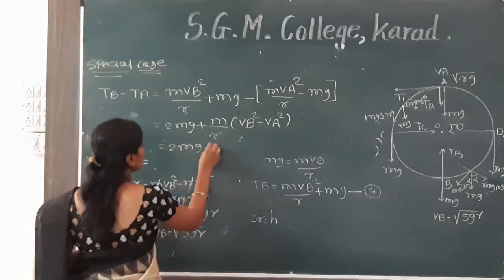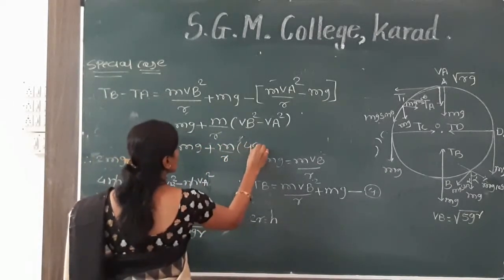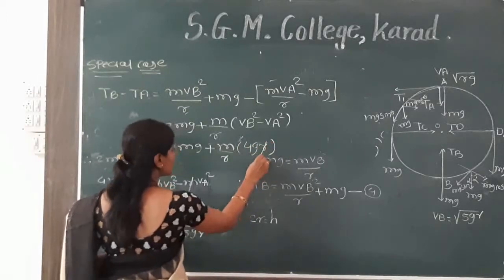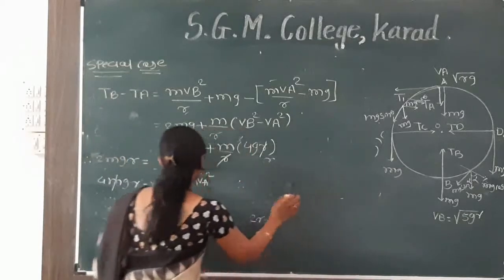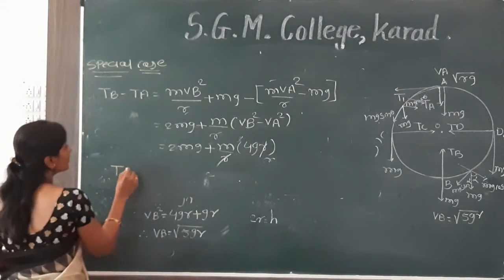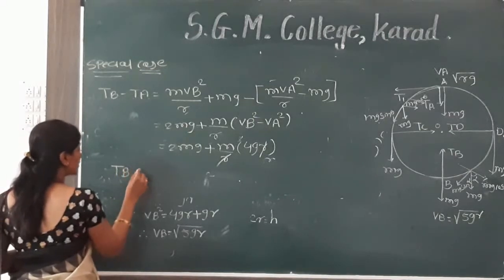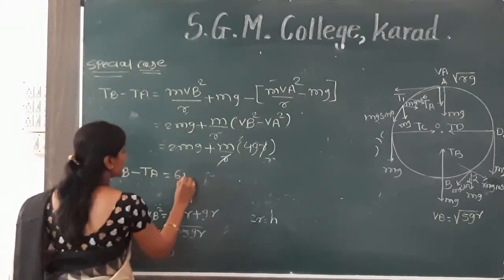twice mg plus m upon r. In bracket it is 4gr. R in the numerator and denominator both are going to cancel. What is the left one? Here we have to find out the difference between the tension at point B and tension at point A. So it is 6 mg.